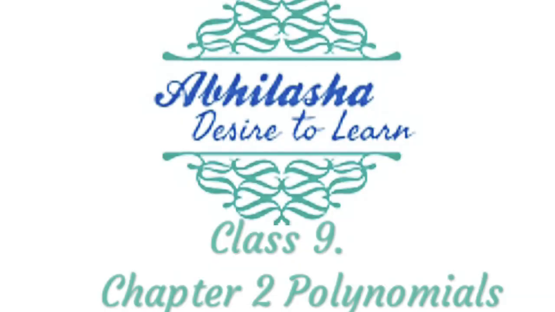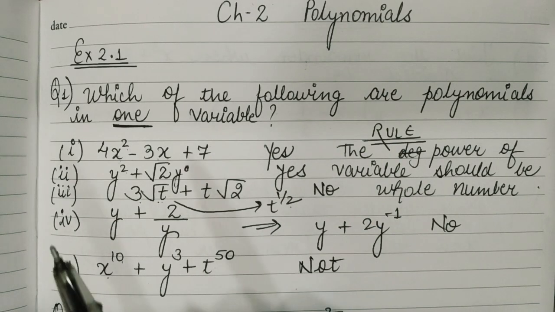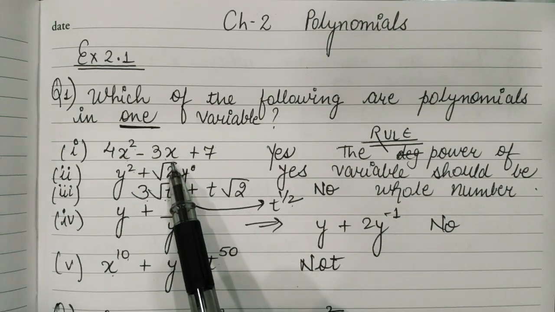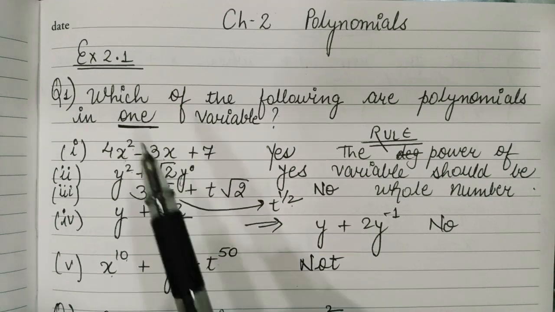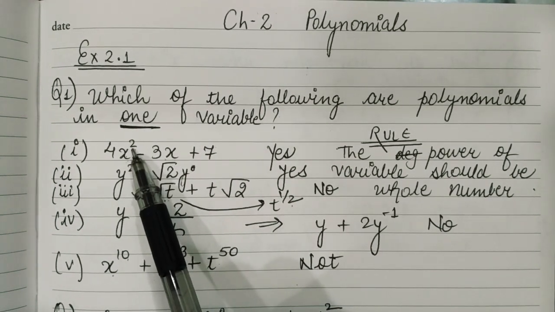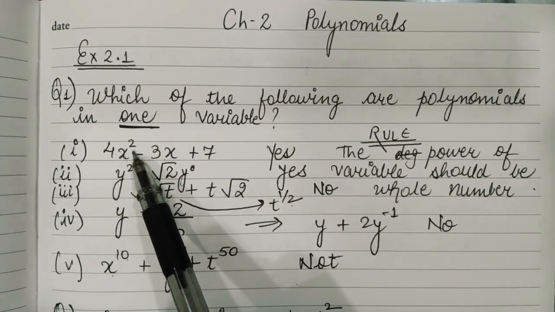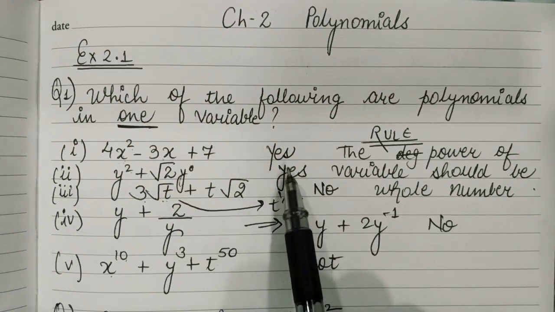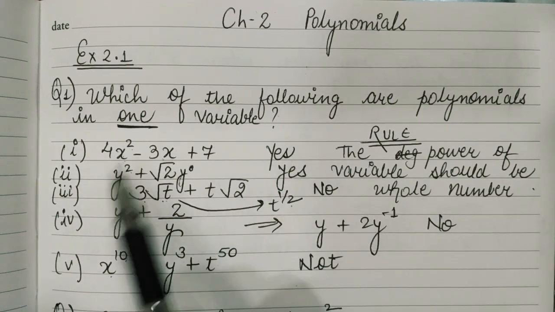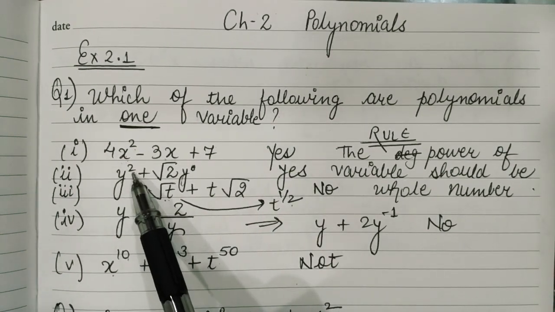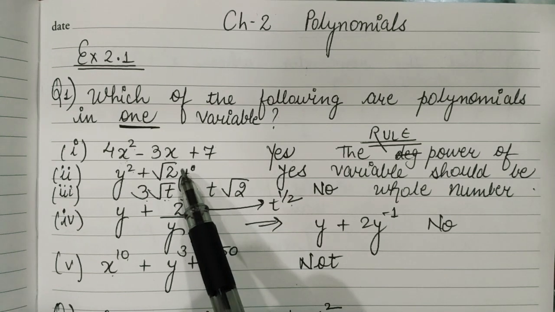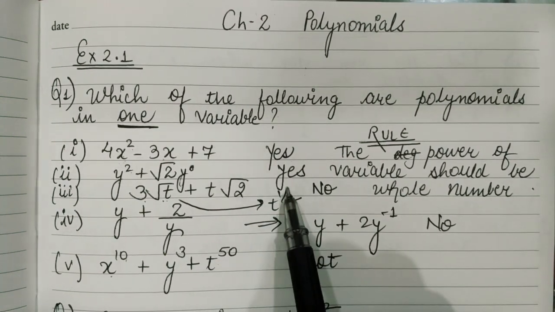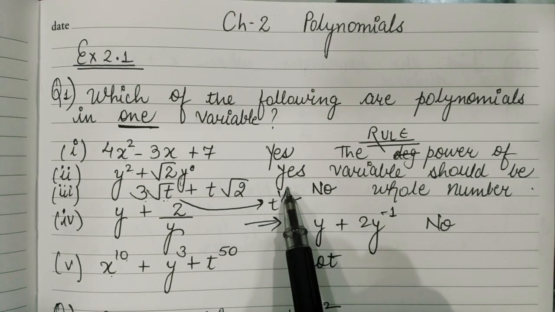In the first question, it is asked which of the following are polynomials in one variable. Here, x squared and x are variable terms. The rule is that the power of the variable should be a whole number. So here, the power of x is 2 and the power of x is 1. So these are whole numbers, so it is a polynomial. In this case, the power of y is 2, and I can write the constant as y raised to power 0. So yes, it is also a polynomial in one variable.